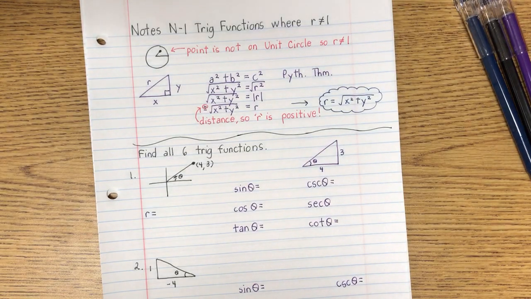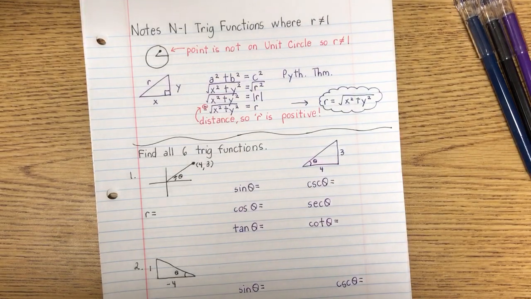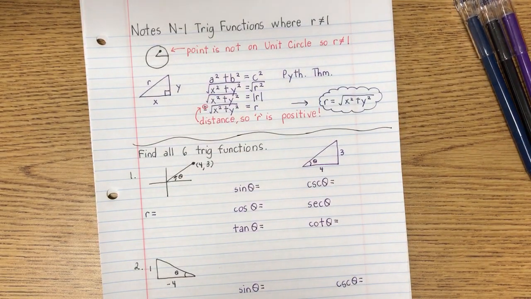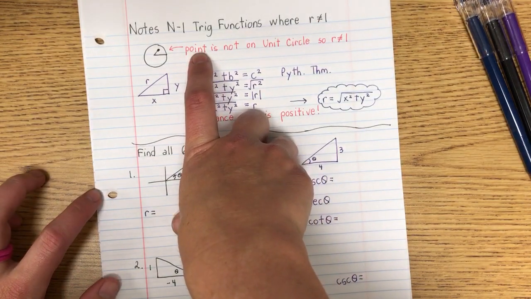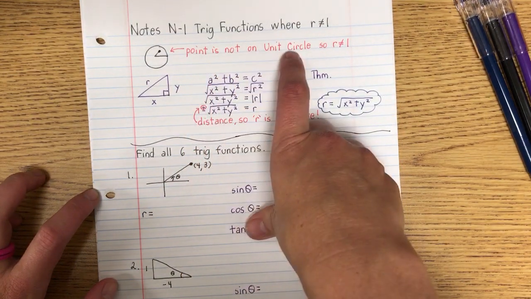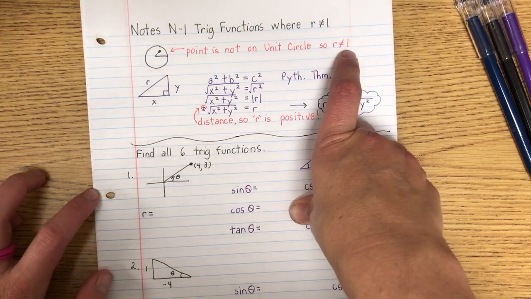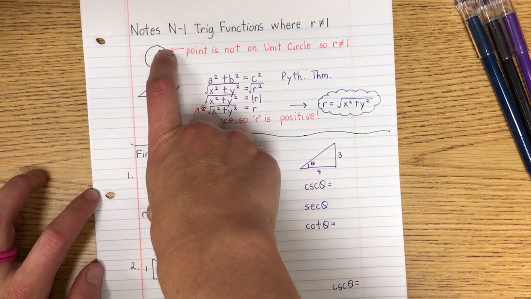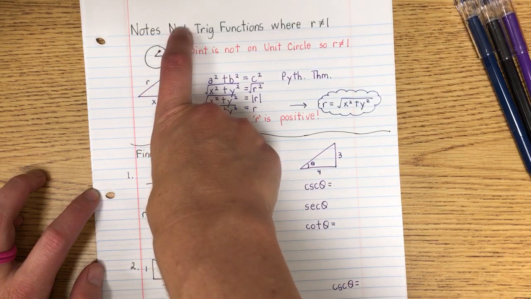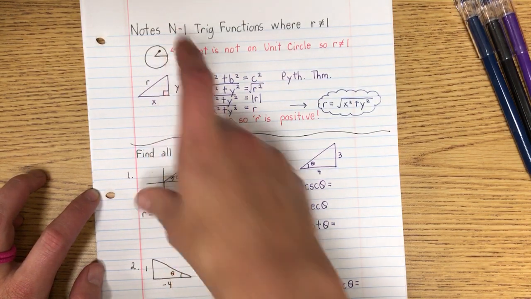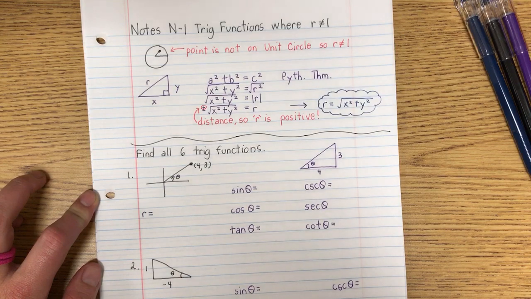Today we're looking at notes N-1, trig functions where r is not equal to 1. In other words, the radius is not equal to 1 because the points you're going to be given today are not on the unit circle. Therefore, the radius will not be 1. So we're either talking about points that don't go all the way to 1 unit or points that go further than 1 unit. The radius is either smaller or larger than 1.